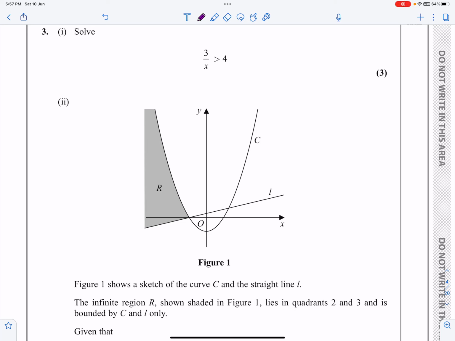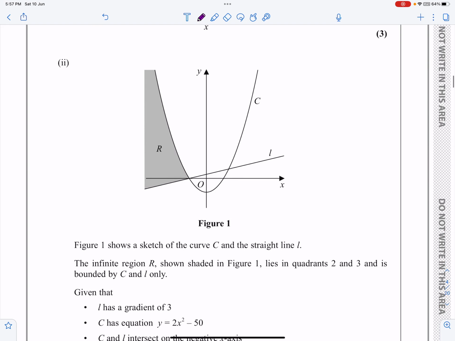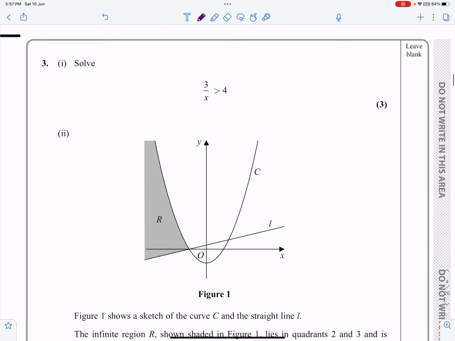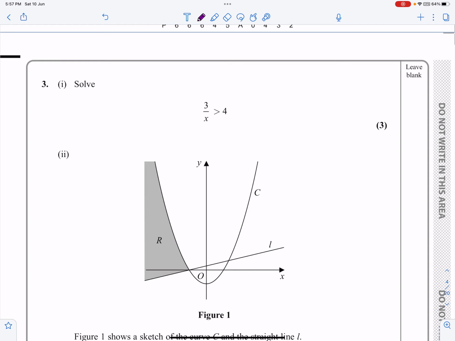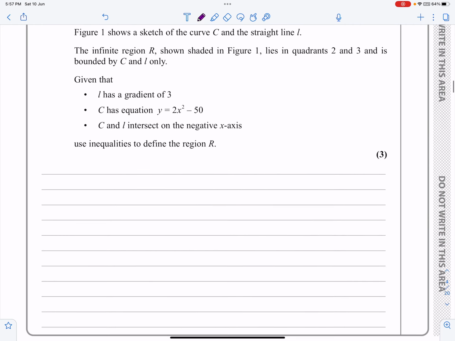Okay, this is the October 2021 P1 paper. Question number 3, as you can see from this brief look, it's inequalities. There's 2 parts to it, so the second part I'll do in a minute. Let's just focus on this first part, which is solving the inequality. Let's copy it down.